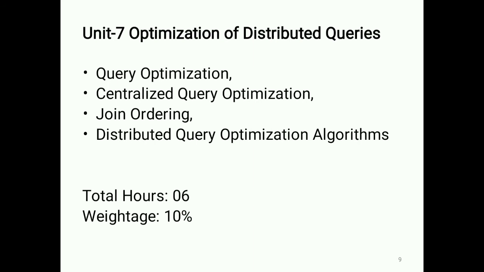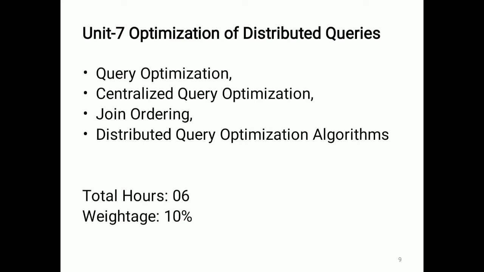Then we have to understand centralized query optimization, then join ordering. Here, the word join: we all know the use of join. Join is used to merge two tables, and when we want to access the data of another table, at that time we can apply join.